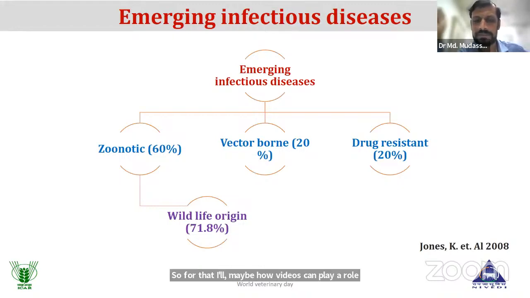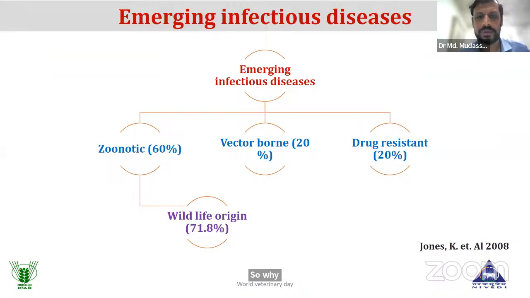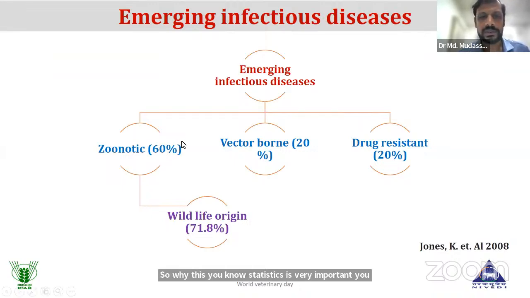Before that, here are the statistics about emerging infectious diseases. In percentages, zoonotic is 60%, vector-borne 20%, and drug resistance 20%. Out of the zoonotic 60%, 71% is from wildlife origin. Why this statistic is very important: whatever studies we do, we have to look into the percentage of zoonotic diseases which are emerging from animals, and again from wildlife.